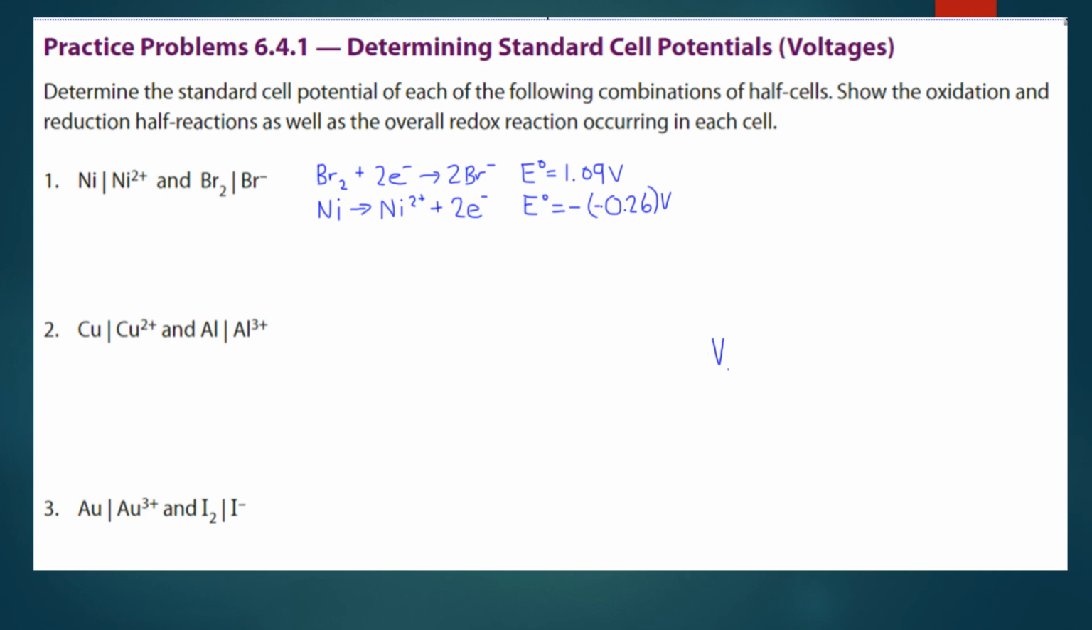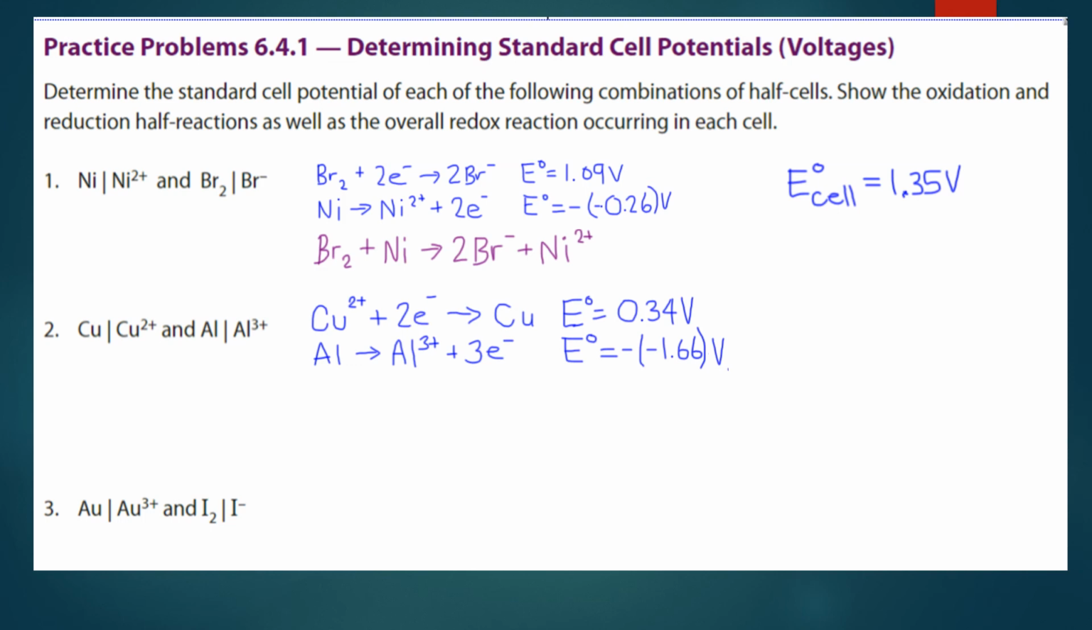So in the first reaction here, we write our 2 half reactions. We've got an E0 of 1.09. With the nickel reaction, because it's going backwards, we're going to flip the sign. We balance that full reaction, balancing those electrons, and we find that the E0 of the cell is 1.35 volts.